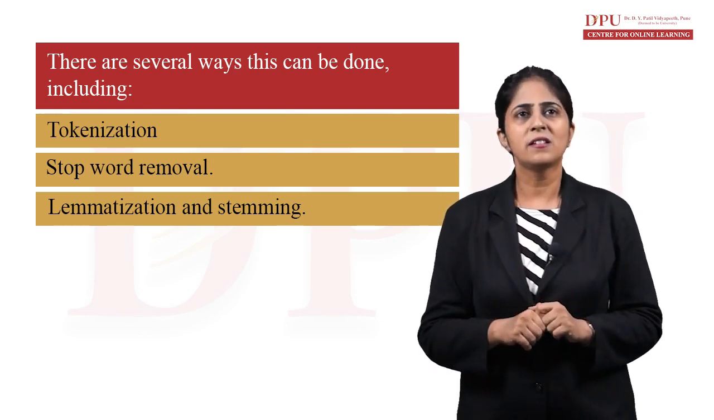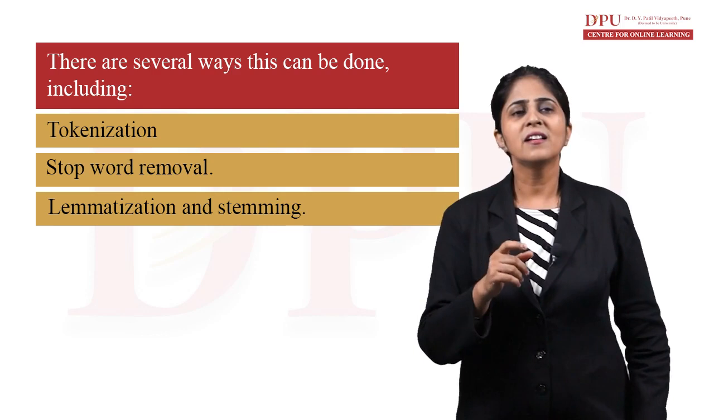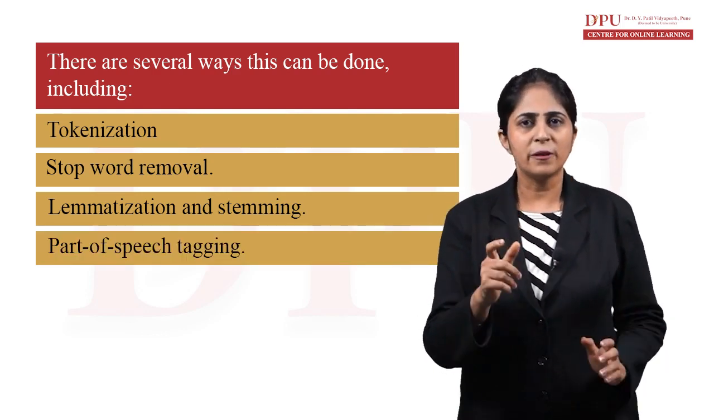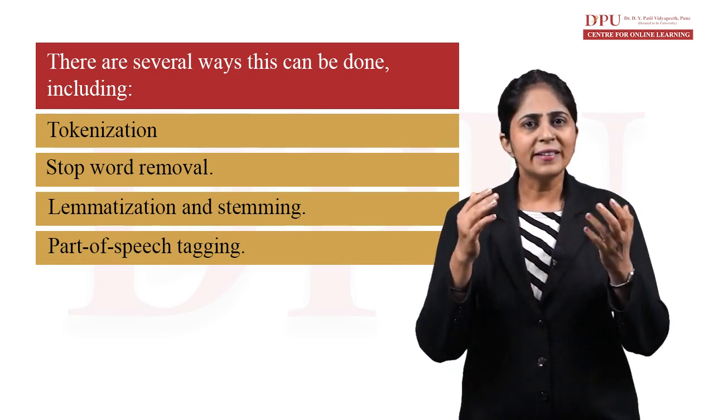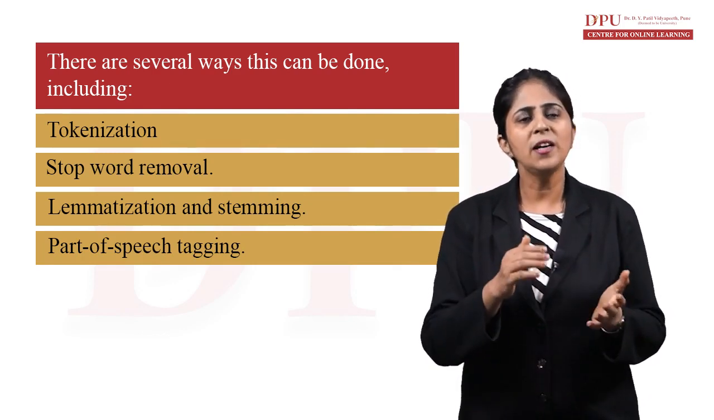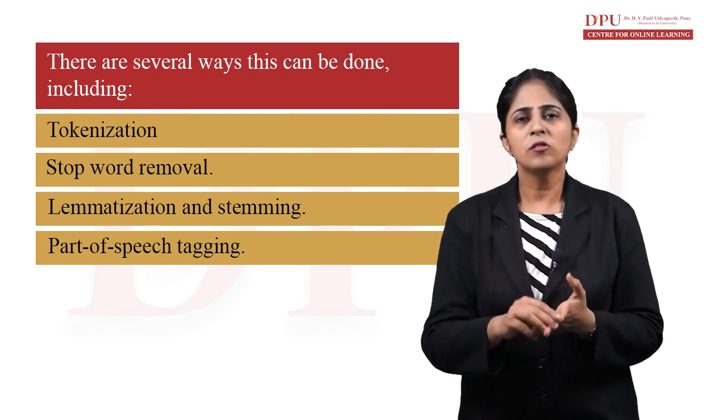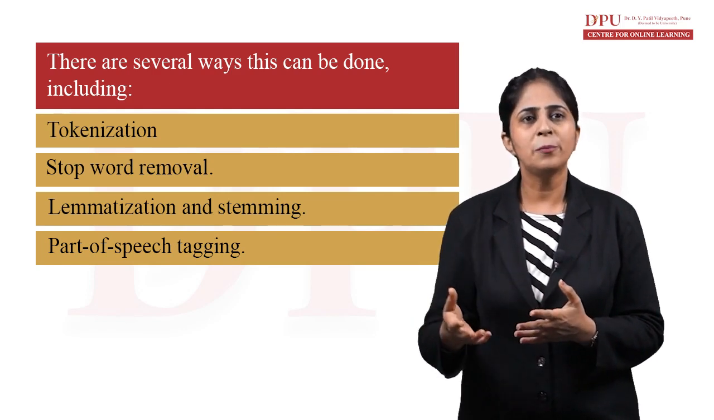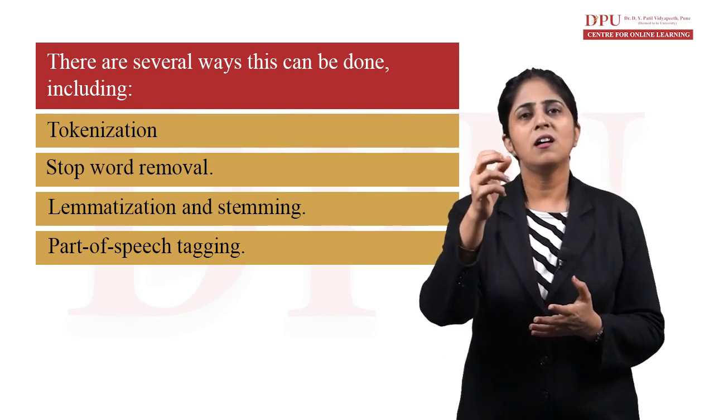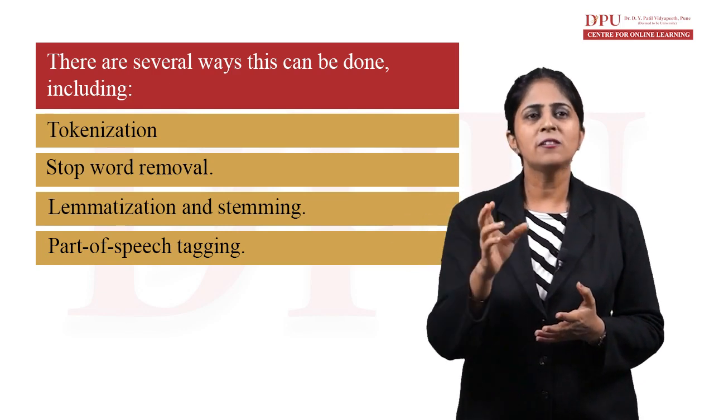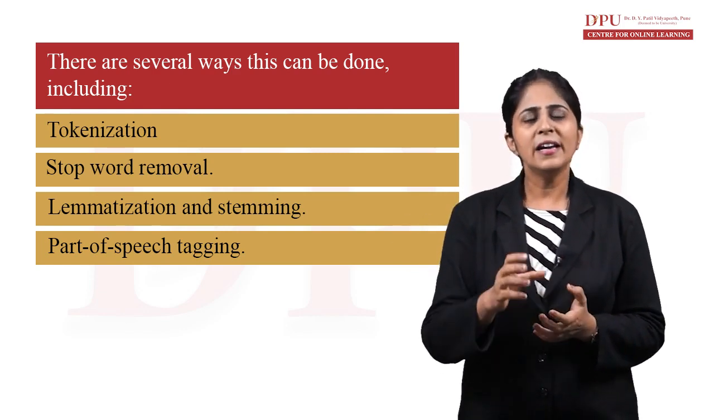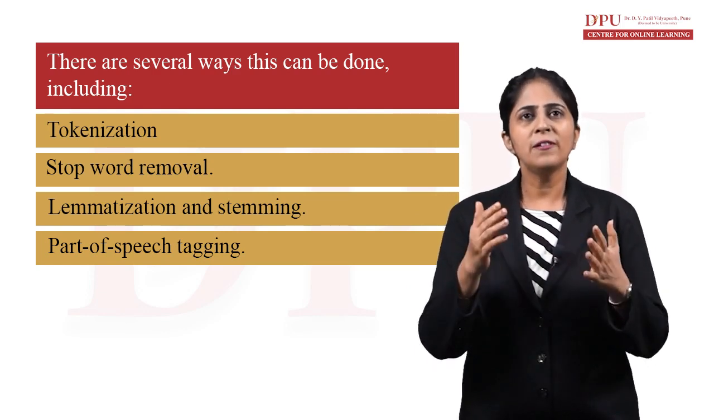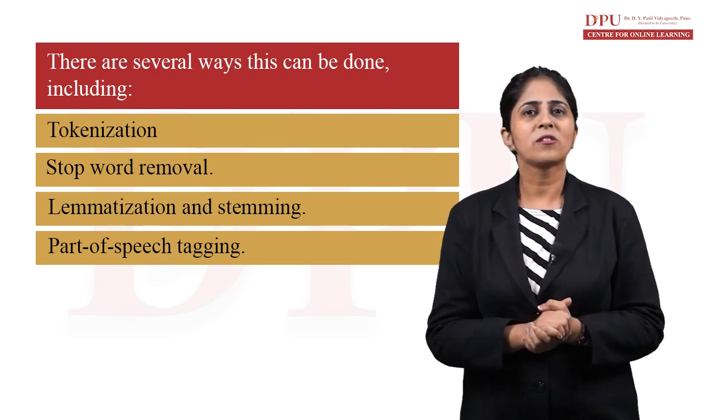Then the last one in data pre-processing is part of speech tagging. That means our text is marked on the basis of different parts of speech, like noun, verb, adjectives, adverbs. So tagging this particular text with different parts of speech is called part of speech tagging. So these are the different ways in which data pre-processing is done.